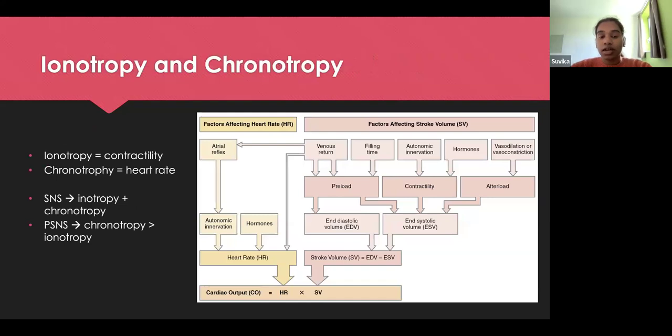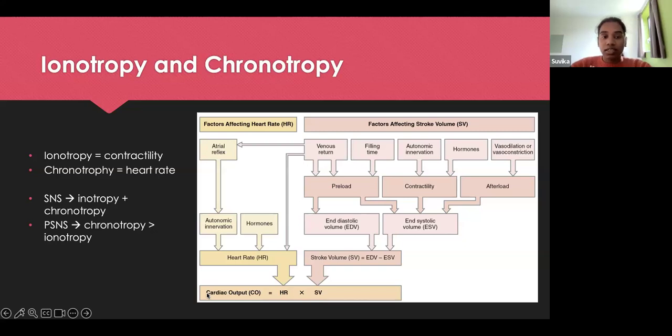Two words that often get mixed up are inotropy and chronotropy. I remember it as the opposite way around. So C for chronotropy, which is actually heart rate. H and R are next to each other in chronotropy, so heart rate, and inotropy is contractility. Okay, so this diagram summarizes all the different components we've been talking about so far that affect your heart rate and your stroke volume, and hence your cardiac output.